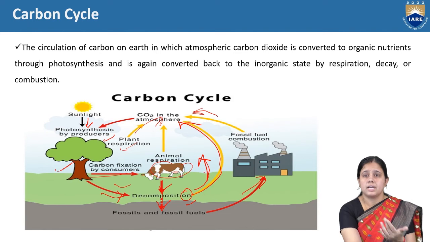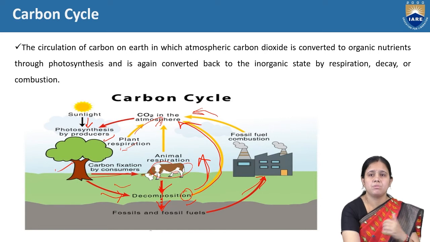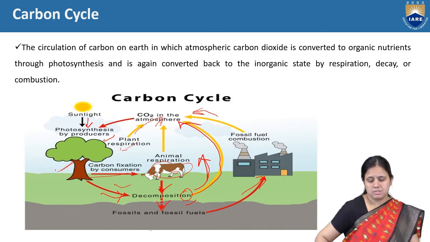So this carbon is again used by the organisms. This is the basic theme of the carbon cycle. First of all, carbon is converted to organic nutrients. Organic nutrients means the nutrients used by the plants by the process of photosynthesis, and then it is converted back to the inorganic state by respiration, decay or combustion. Carbon is available in the atmosphere in the inorganic state, and the green plant makes it available in the organic, usable form. This form of carbon then goes to the next trophic level, and then again they will provide it back into the atmosphere. This is the main thing of the carbon cycle.